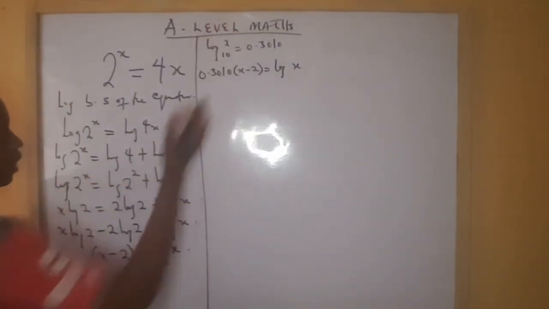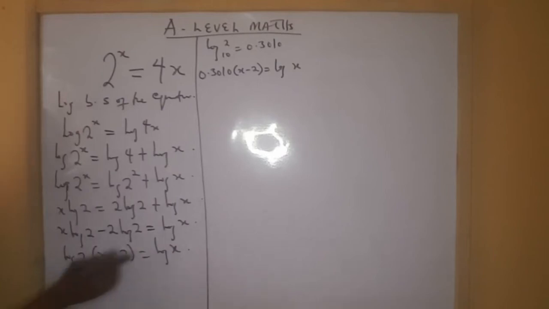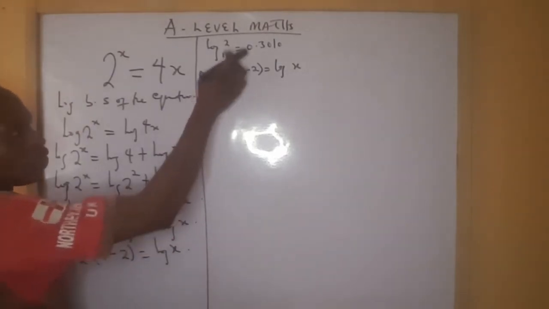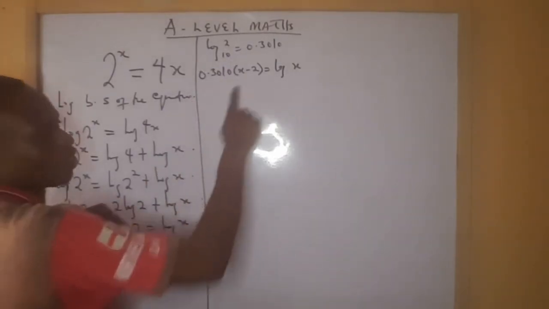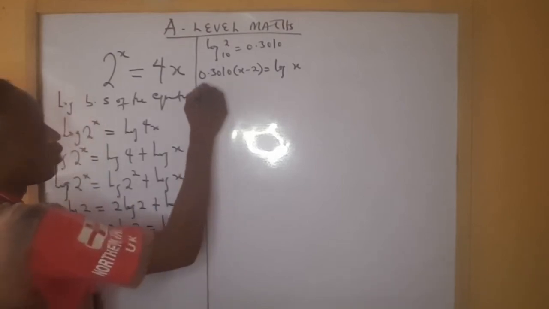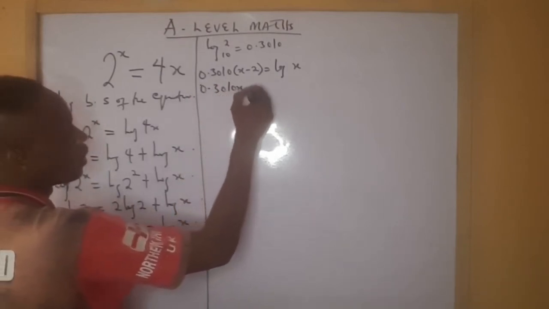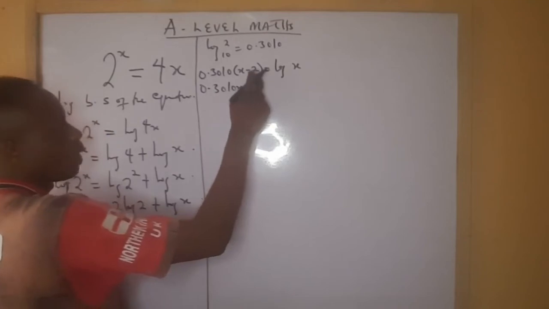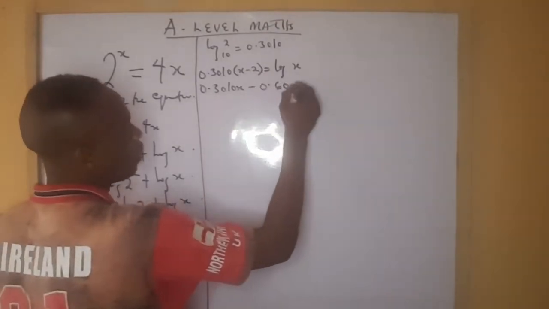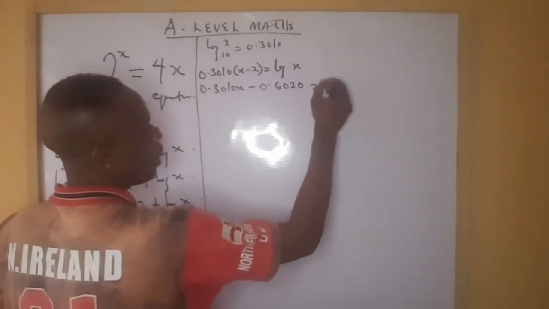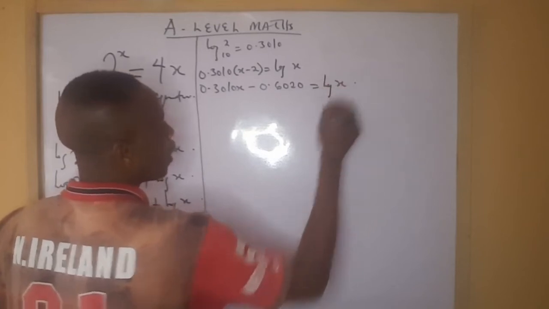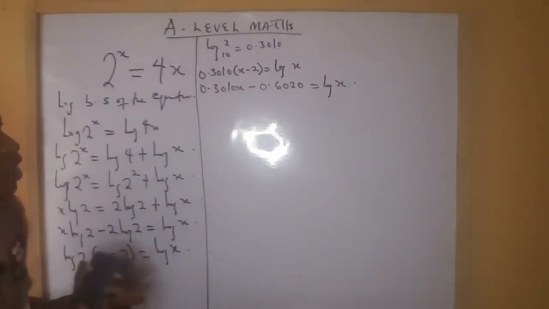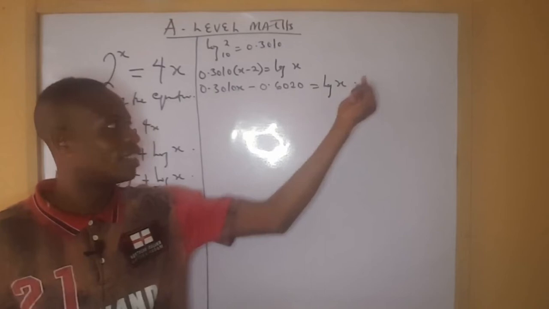Since I've expressed this log into what? 0.3010, which is log 2. So if I multiply out this bracket here, I'm going to have 0.3010x minus, now this multiplied by 2 will give 0.6020, right? Then is equals to what? Log x. Now, this is log x in base 10 as well.